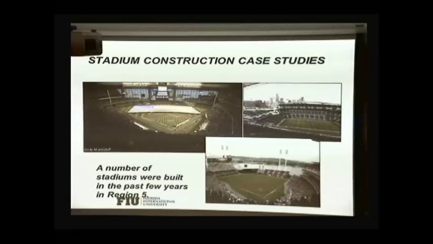Here are examples of case studies from stadiums. Not because stadiums have a particularly high level of risk, but because it's a case where we can look at different stadiums that have been built and see what happened.